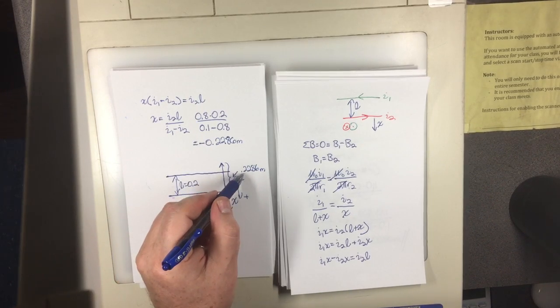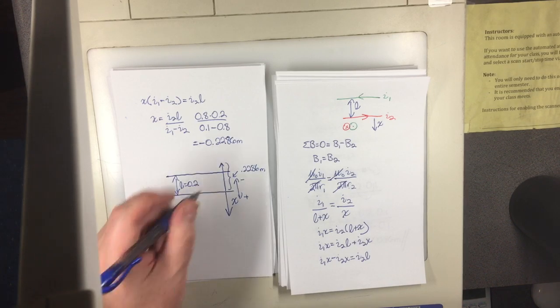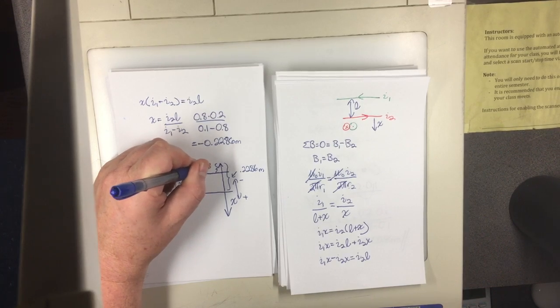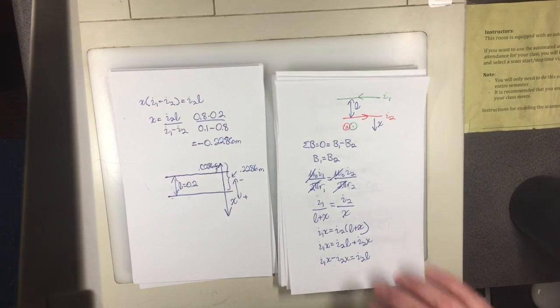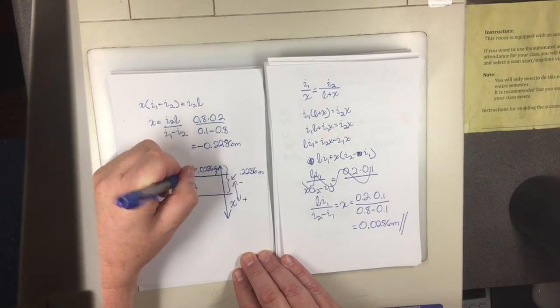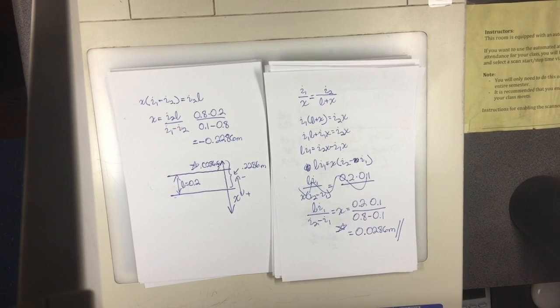And if that distance is 0.2286 meters and that distance is 0.2, then that distance there is 0.0286 meters, which is exactly what you would have gotten had you chosen the correct direction.